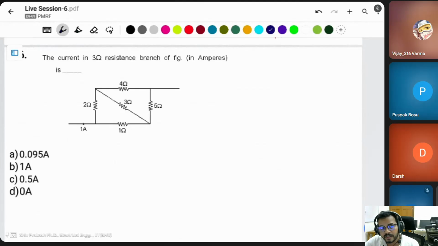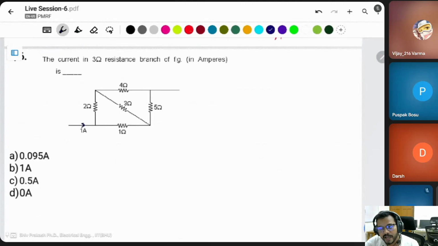That's why, keep the number of variables as minimum as possible to solve the network problem. Then you will get the answer faster. Don't use more variables.